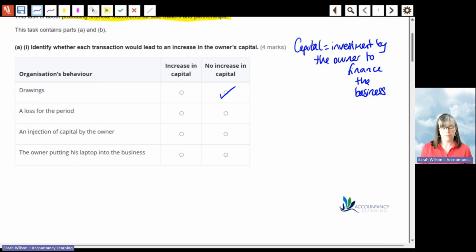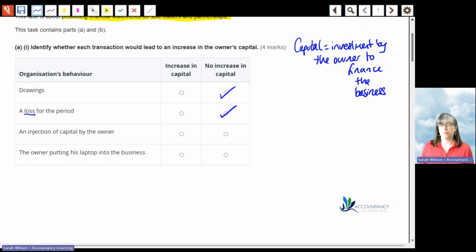For the second one then, we're told a loss for the period. So when a loss has been made, it means that that isn't going to increase the capital. The reason for that is when a profit is made by the business, that's then what the business owes that owner. So therefore, it would increase the capital. So a loss for the period would not increase the capital. It would, in fact, have the opposite effect.